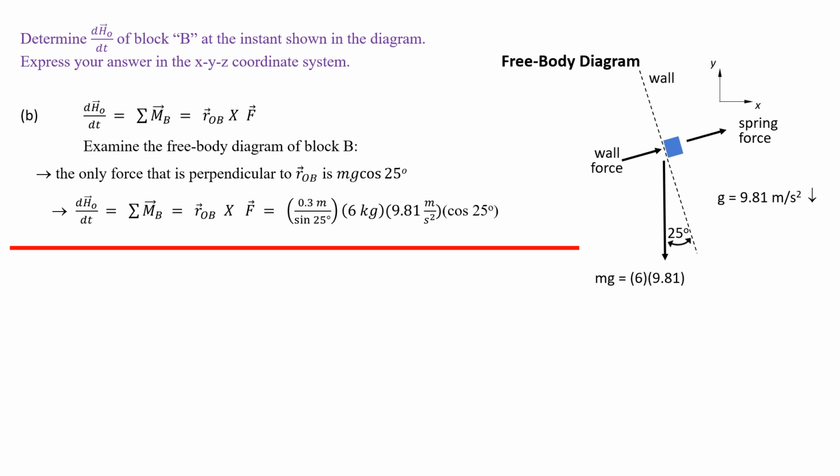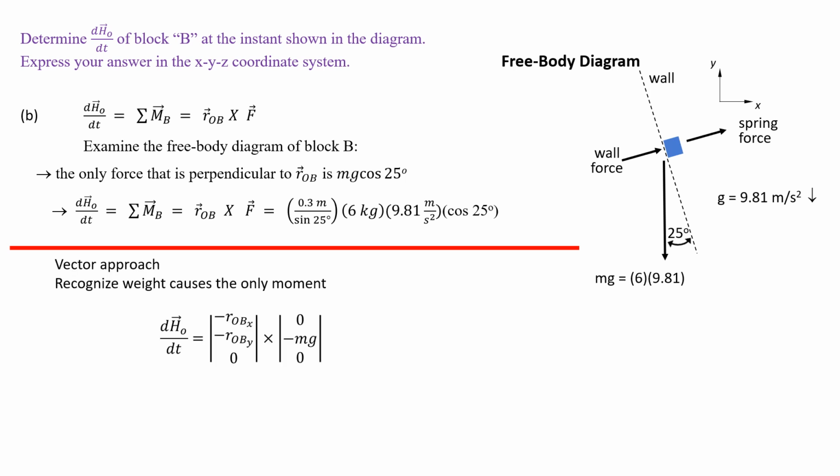So you could do sum of moments, because that's the definition of time rate of change of angular momentum. And if you remember that from the lectures, R cross F. Examine the free body diagram of block B. The only force is the component of weight that is acting perpendicular to the radial distance O to B. So put all the terms in, 0.3 divided by sine 25, all of that together.